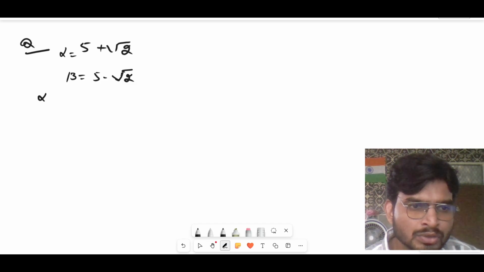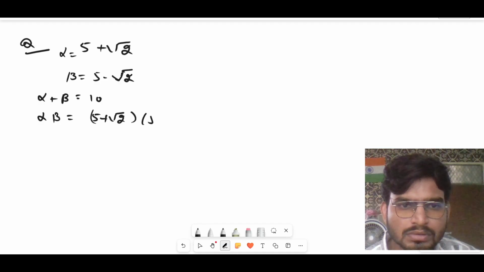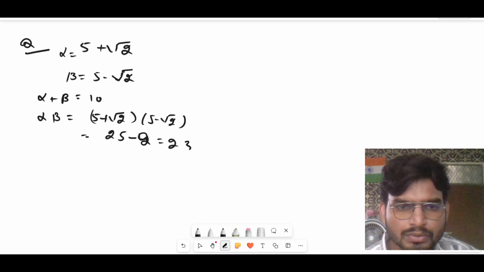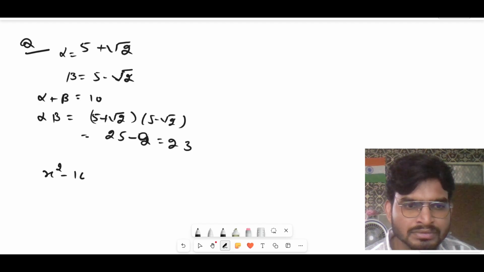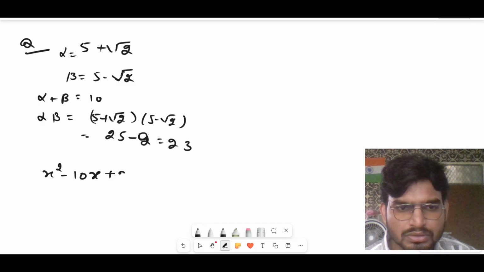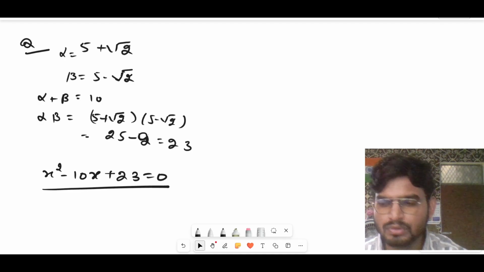The sum of the roots, alpha plus beta, will be 10, and the product of the roots will be 5 plus root 2 into 5 minus root 2, that is a plus b into a minus b, a square minus b square, 25 minus 2, which is 23. So we can write the equation: x square minus the sum of the roots, 10x, plus 23 equals 0.